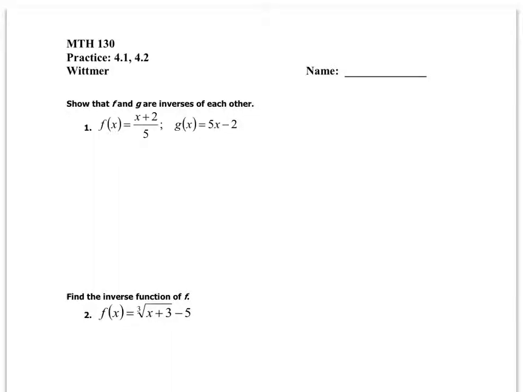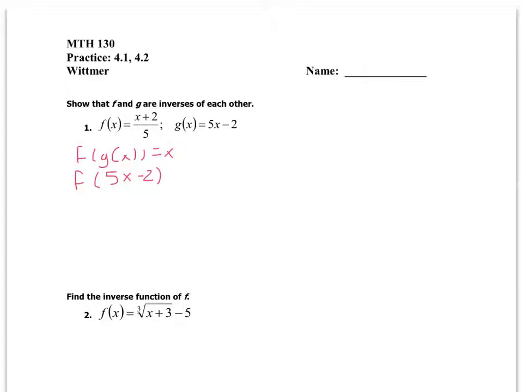When we want to show that two functions are inverses of each other, we want to show that when we plug them into each other, we get x. So the first step is I'm going to show that f of g of x is equal to x. F of g of x would be f of 5x minus 2.